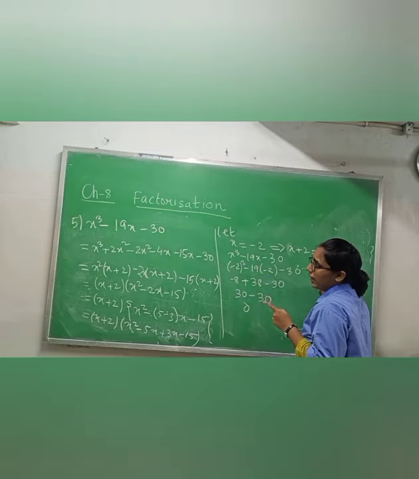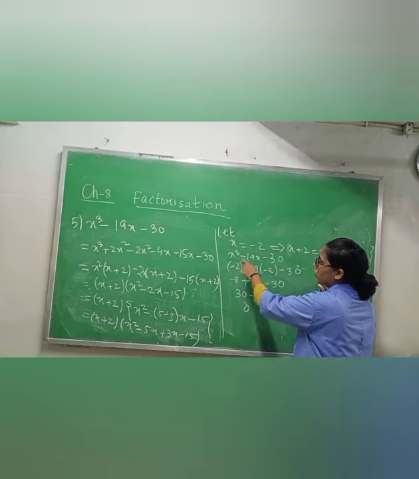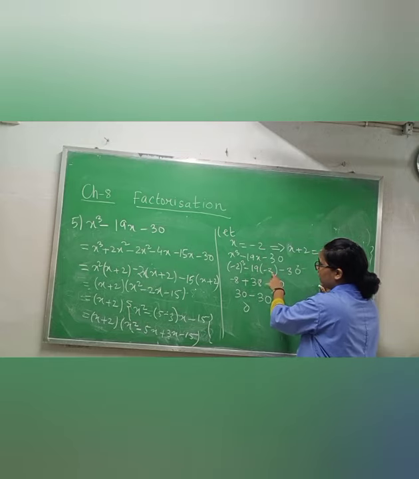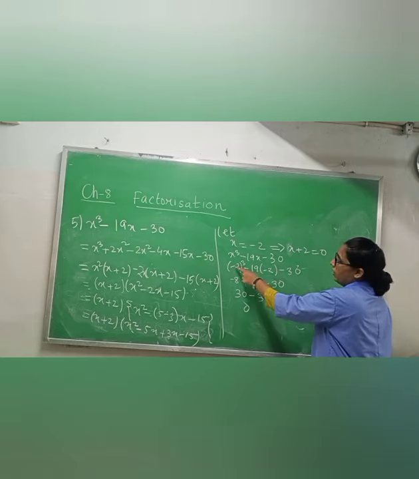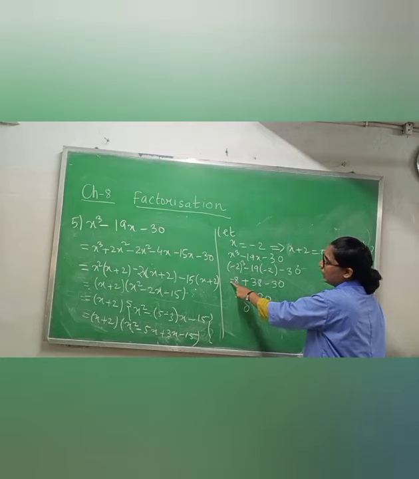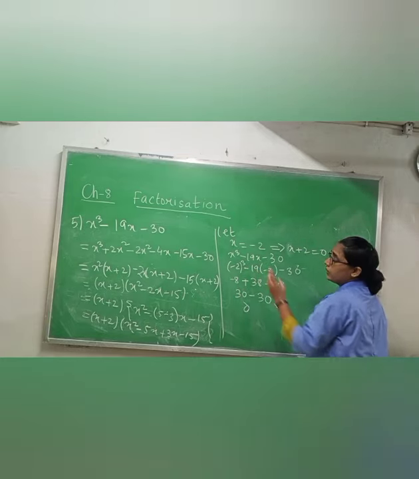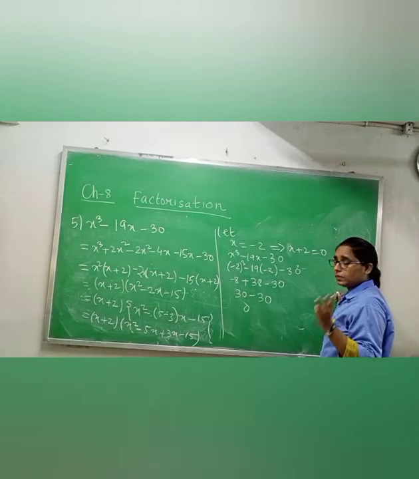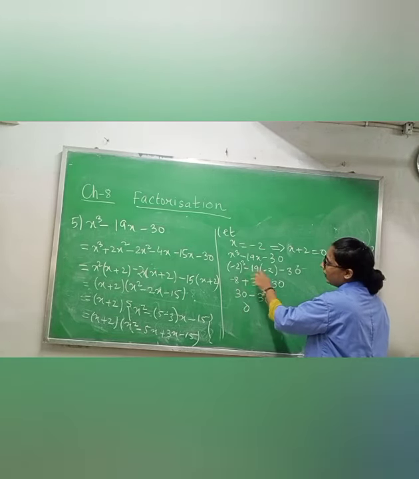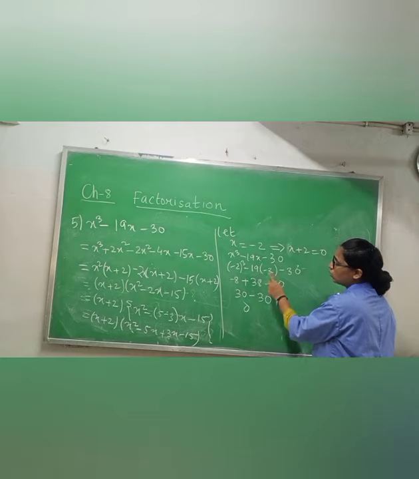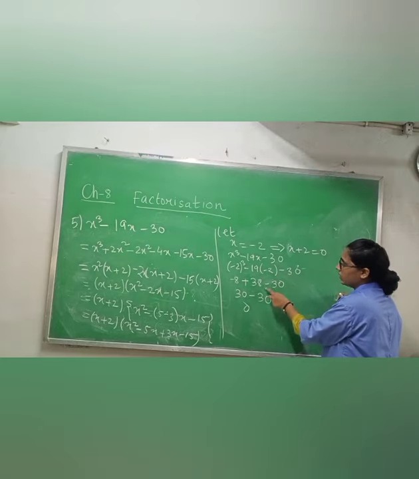This x cube minus 19x minus 30. So in place of x I am putting minus 2, then minus 19, in place of x I am putting minus 2, then minus 30. Minus sign we have to write because power is odd. Whenever power is odd, you can write minus 2 cube will be minus 8. 2 cube means 2 will multiply 3 times. You will get 8. Now minus minus plus, 19 into 2, 38, then minus 30.